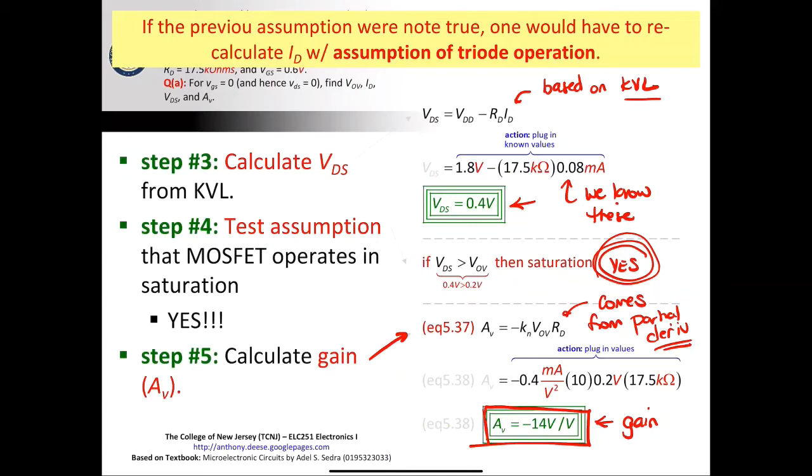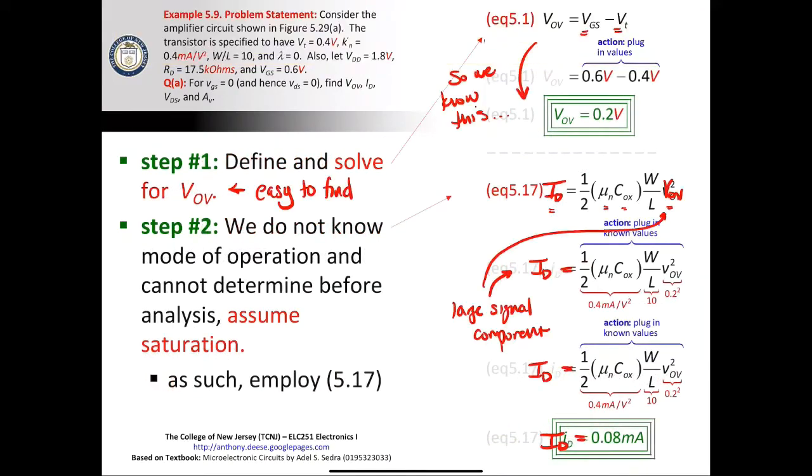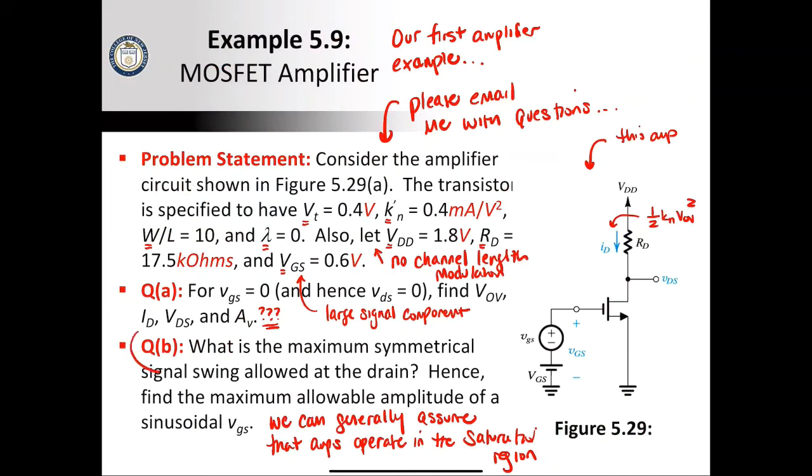Okay, so what does part B ask us now? This is, I think, one of the more confusing types of questions that can be asked for the amplifier, more so than giving you the input and asking you what the output is. This whole issue of the swing.